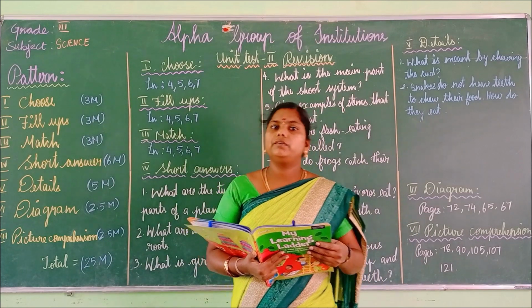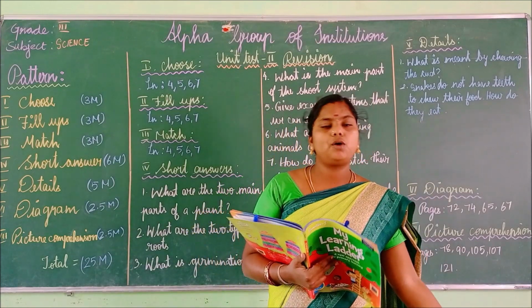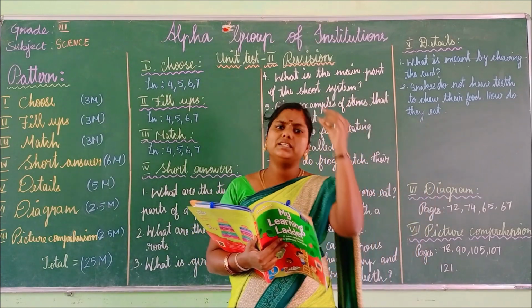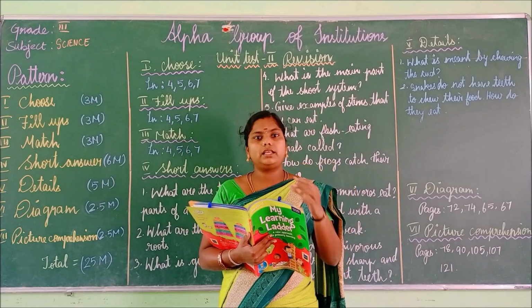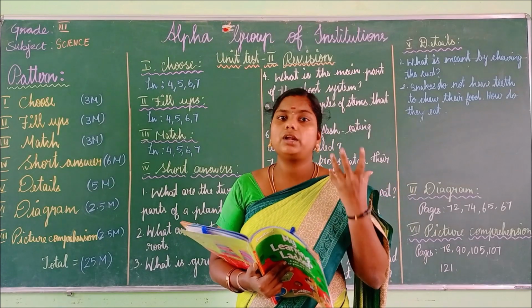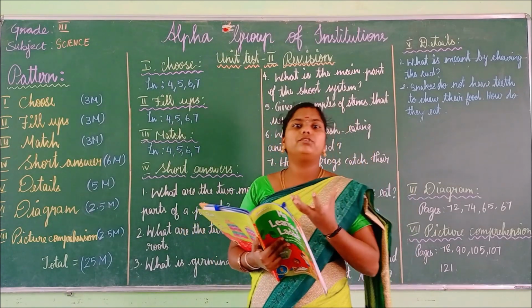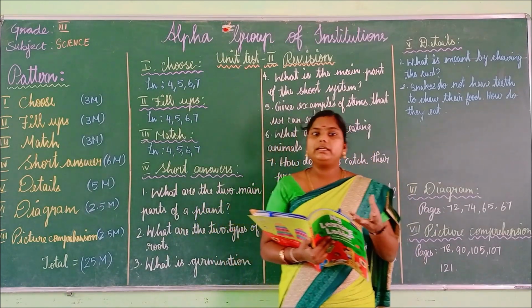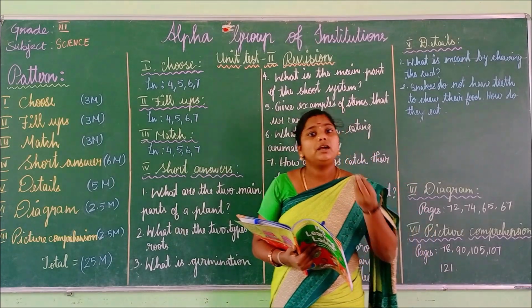So absolutely we will say that root is under the ground. We cannot see it. Stem, it is just a brown or green stick-like structure. The flowers are attractive. They are so colorful. They are so fragrant. That's why they are very attractive.